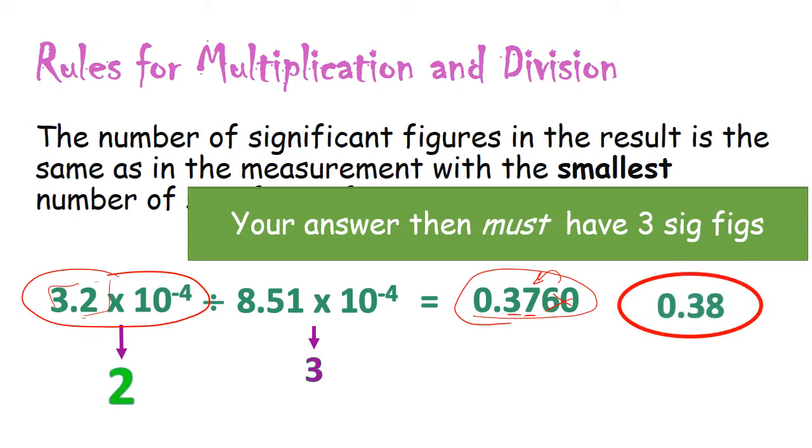0.38. Oh my goodness, there's an error on this slide. Can you find it? Yeah, it says up here your answer should have 3 sig figs. No, it should have 2 sig figs, just like this answer that I've circled down here does.